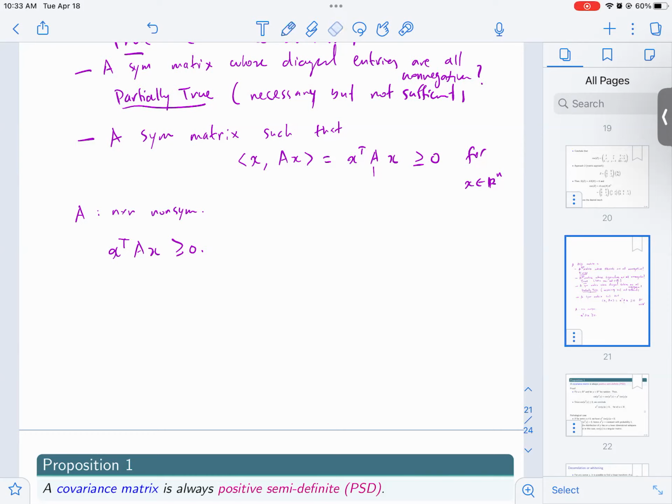I want to say it can't hold, but you guys can think about it. Can something like this hold for a square non-symmetric matrix for all x? Let me get back to you on this. I want to say it can't hold, so you have to be symmetric.